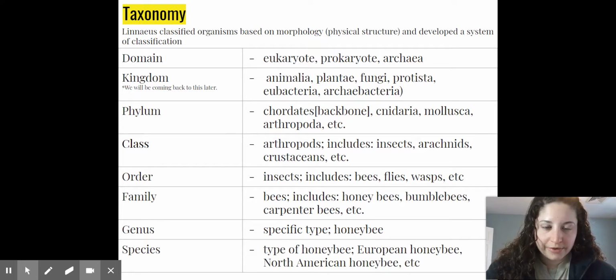1, 2, 3, 4, 5, 6. Yeah, there's 6 kingdoms. So we're going to be going through the 6 different kingdoms and the specific characteristics of each kingdom.